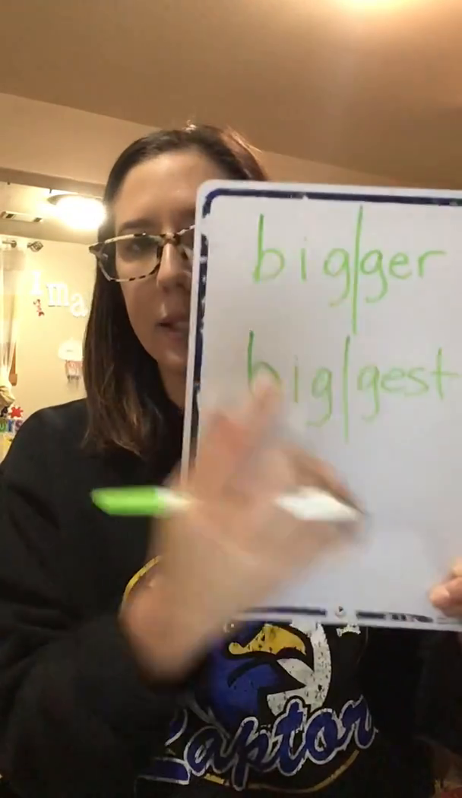Biggest, biggest, bigger, biggest. Okay, we added the double G. Now, here is a tricky one. If we are going to use words with a long vowel sound in it, we're going to take away the E and add the ending. But what do both of our endings have? They both have E. One is ER and one is EST.